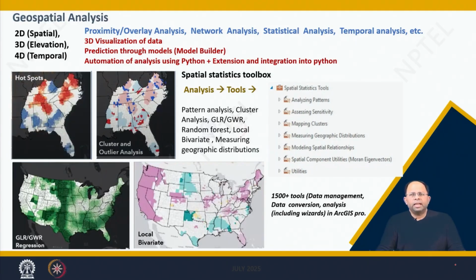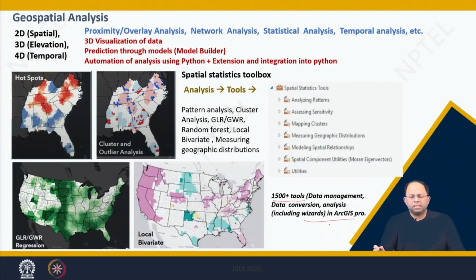So there are various kinds of analysis that you can do. ArcGIS Pro, for example, provides more than 1500 tools. That means you have tools for data management, data conversion, data analysis, and it also provides us various kinds of wizards. That means it's a step-by-step process in which you can achieve or do something, where the software guides you to do those things.